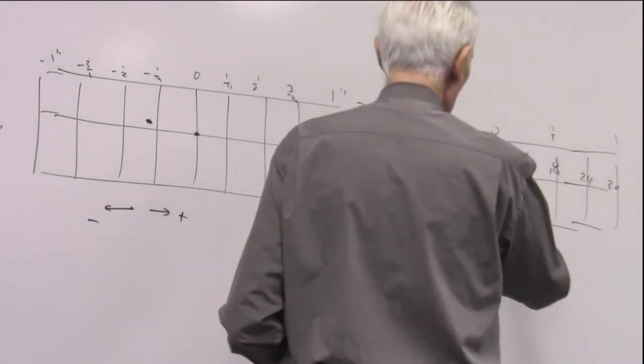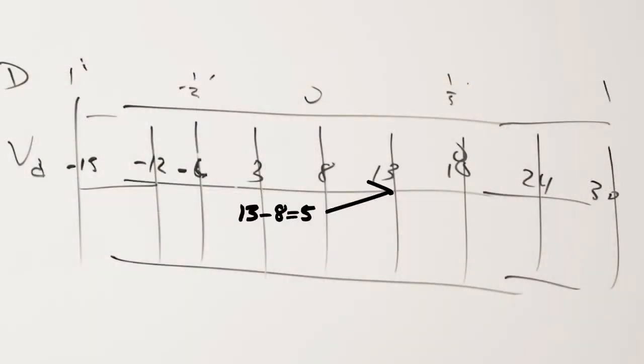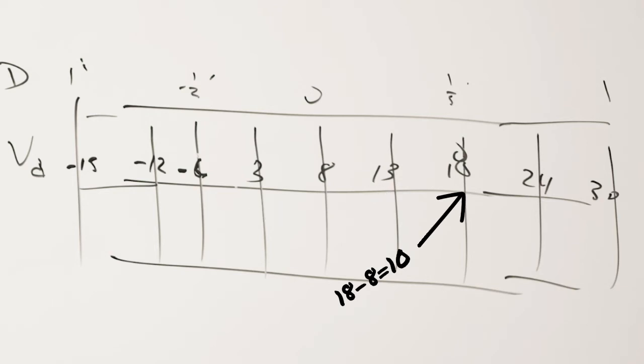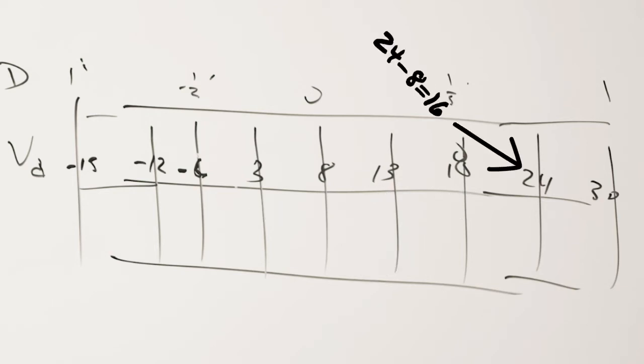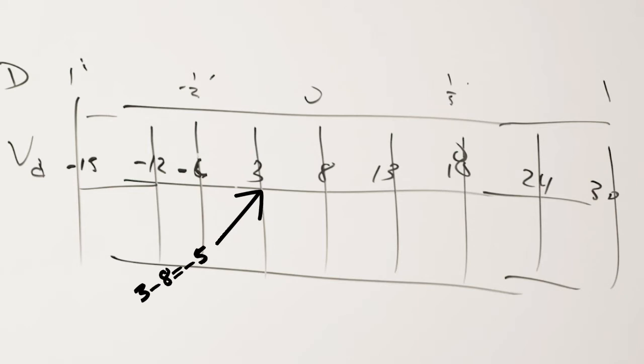So if you do the subtraction here, you get 5 here, you get 10 here, you get 16 here, and so forth. And over here, you get minus 5. 8 from 3 is minus 5. 8 from minus 6 is minus 14.